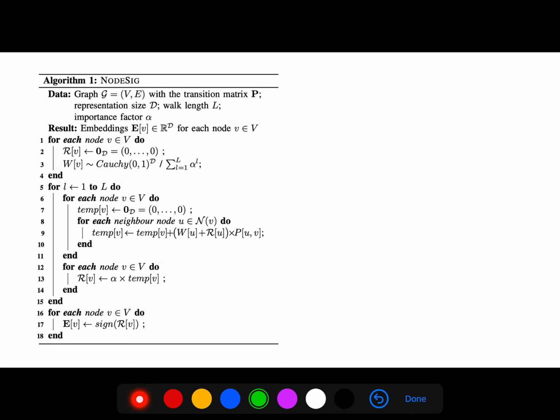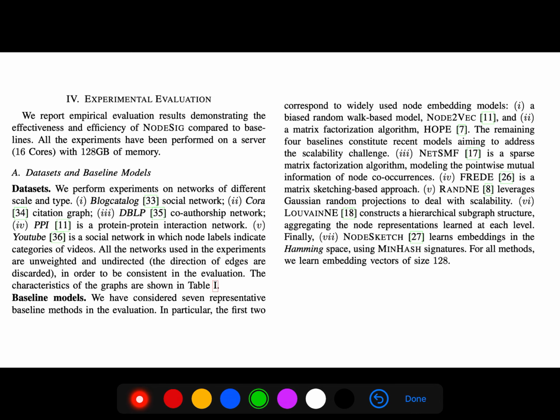So the idea is that given a graph and transition matrix P, we want to find what is the embedding for each node. But during that, we calculate this iterative procedure, and P here is the transition matrix. And finally, we get the sign of R that we discussed.